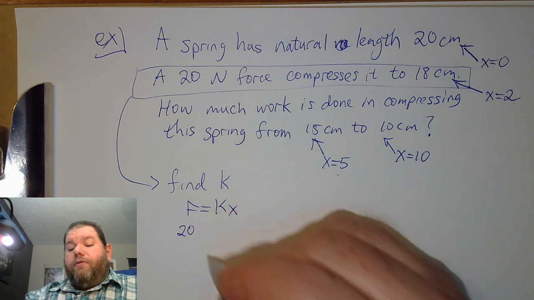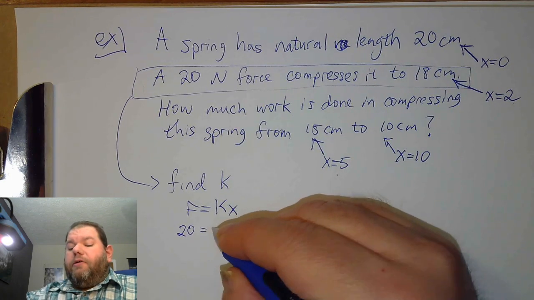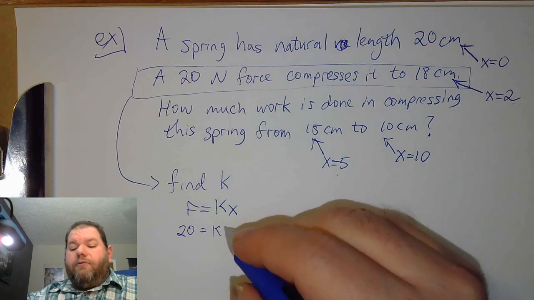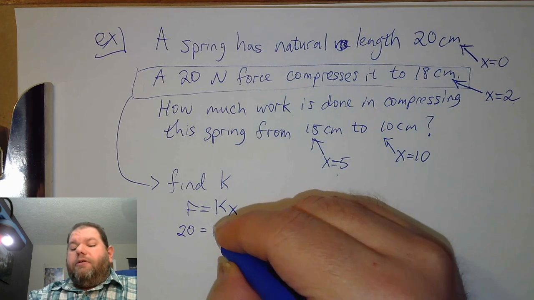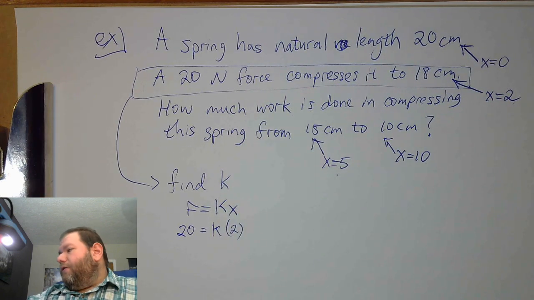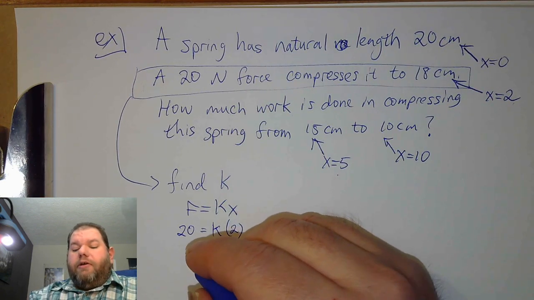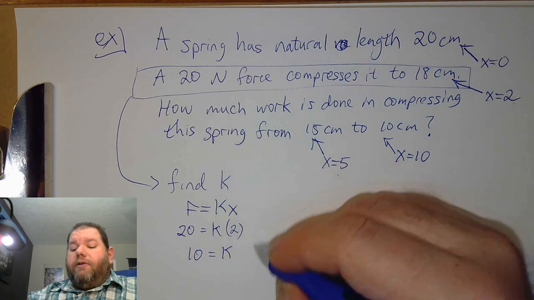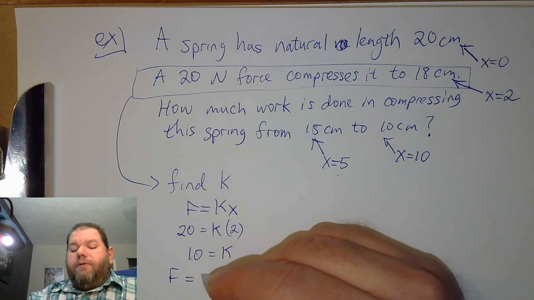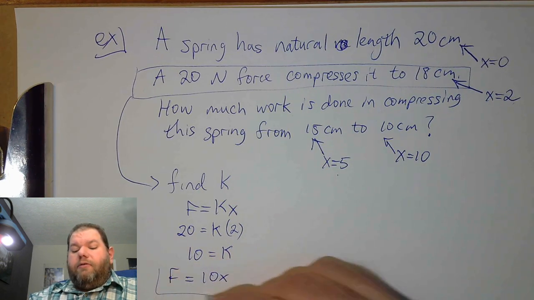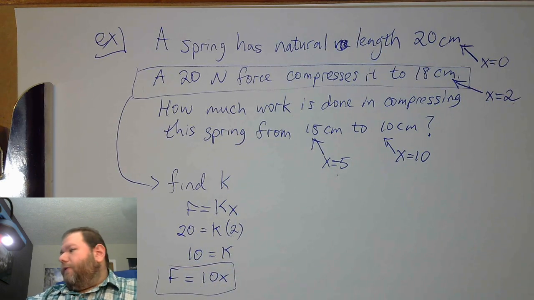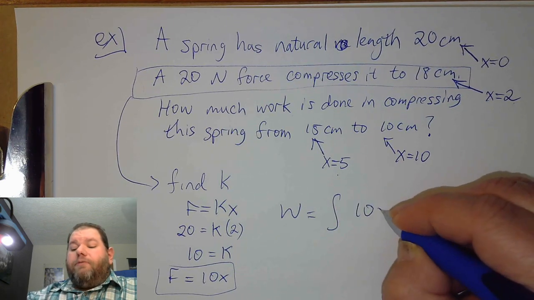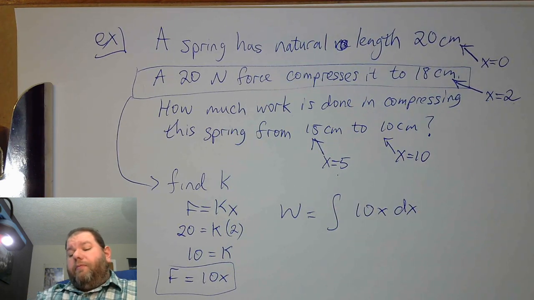So we took a 20 Newton force and we compressed it to 18 centimeters, which is a difference of 2 centimeters. So we'll use x equals 2. And solving for K, we divide the 2 over, so 10 is equal to K. So K is equal to 10, so F is equal to 10x. That's our force formula in this case. So we'll plug 10x into our integral.